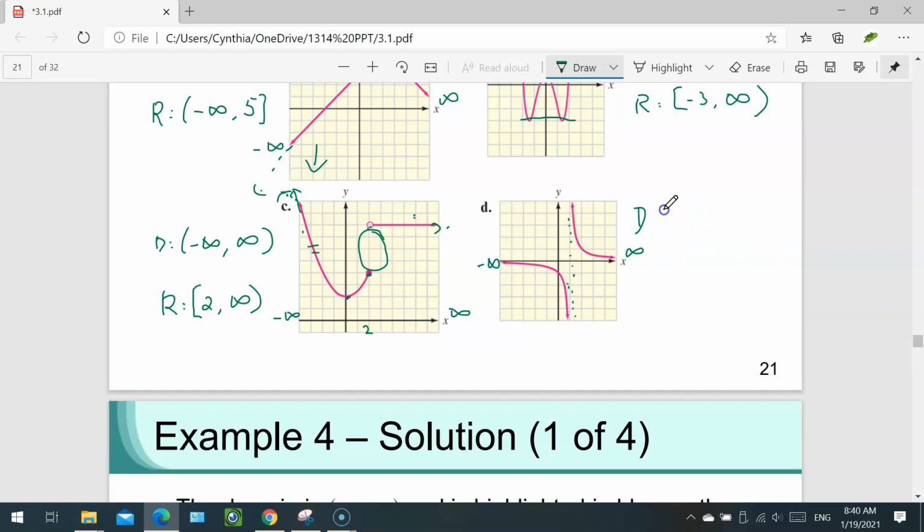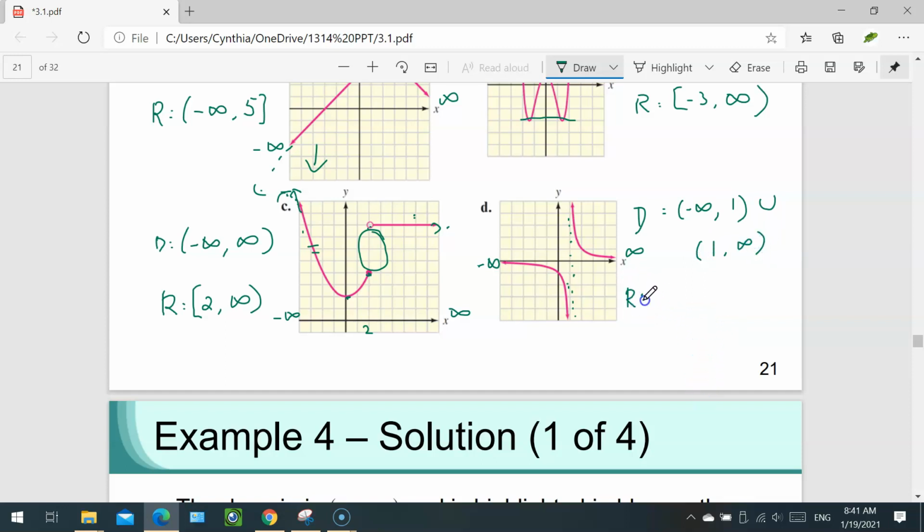So the way you represent the domain would be negative infinity, comma, 1. Because when it comes to the 1, it's shut down. Open parenthesis, because this is an asymptote. It's not the endpoint. Union, open parenthesis, start from 1, comma, go to infinity.